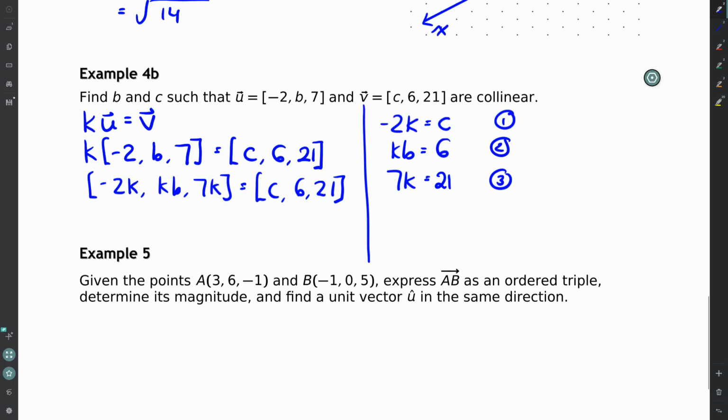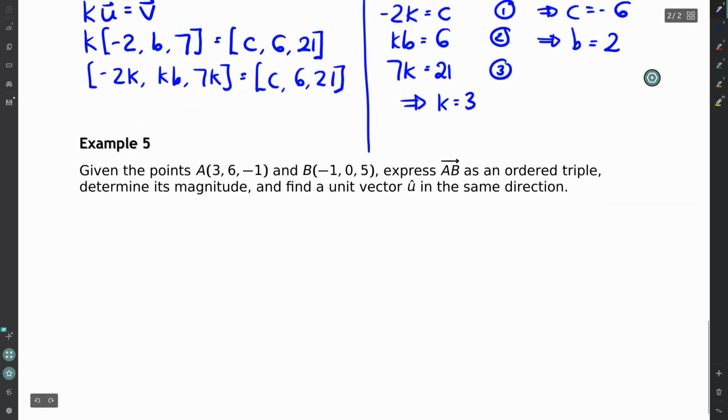And it's pretty obvious that equation 3 tells us that k is equal to 3. And if k is equal to 3, that means negative 2 times k gives us c is equal to negative 6. And if k is equal to 3, that means b is equal to 2. So you can verify that each of those components is proportional between the 2 vectors.